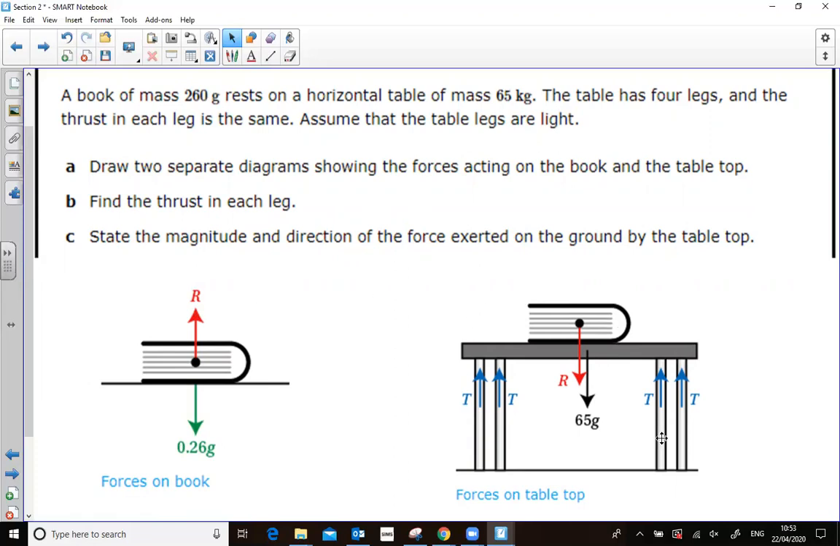Right, let's look at what is happening on the table. So this is the diagram showing all the forces acting on the tabletop. So the table will have a weight, which is 65 times g. And now here, the book will also try to push down with normal reaction force. And because the table is resting on a floor, there will be a thrust going upwards in each leg. Hence, there are 4 thrusts going upwards, pushing the table upwards.